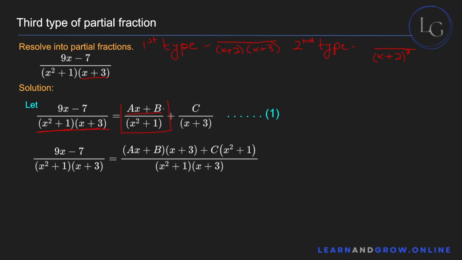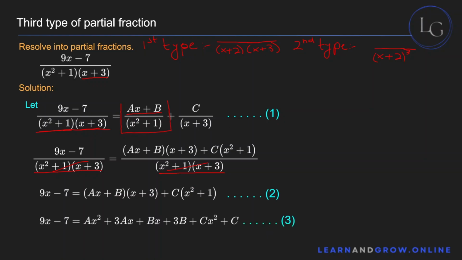So the ax plus b expression will be multiplied with x plus 3, and so will its denominator. And c will be multiplied with x squared plus 1, and so will its denominator. And so the denominators are now equal to each other. They will be cancelled out, and so the numerators are now equated to each other. So you have this. Now, when you multiply these two expressions, this is what you'll get. And c will be multiplied with x squared plus 1, so you'll get cx squared plus c.